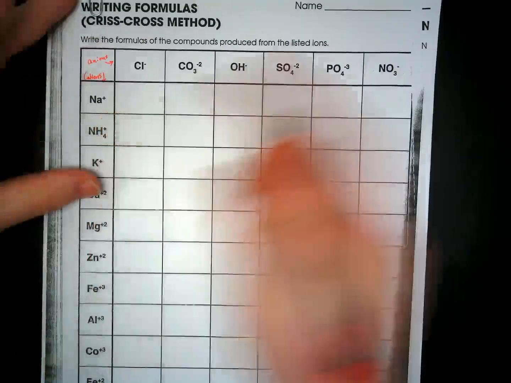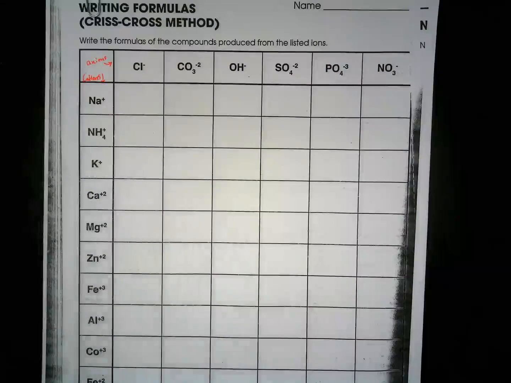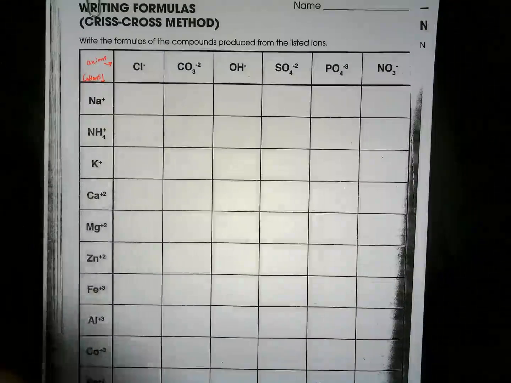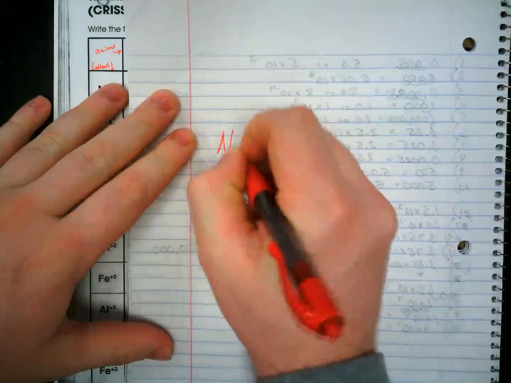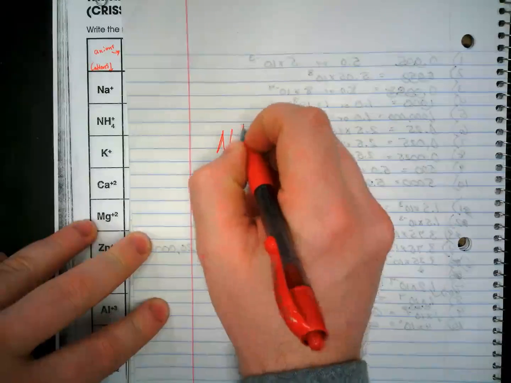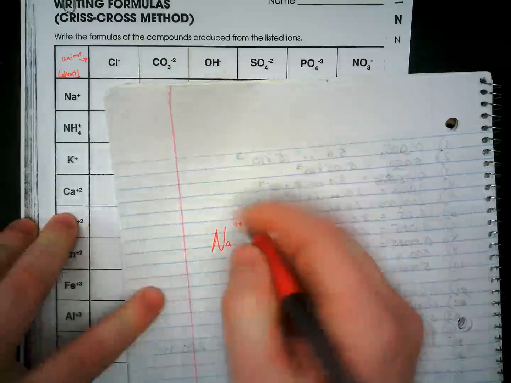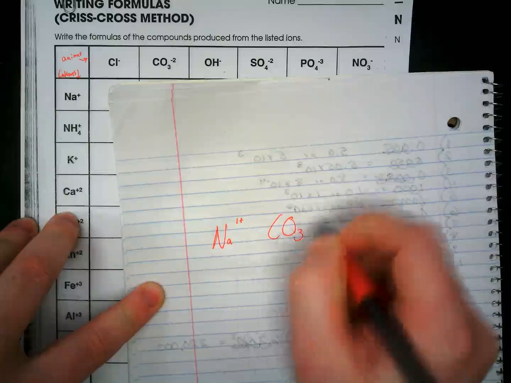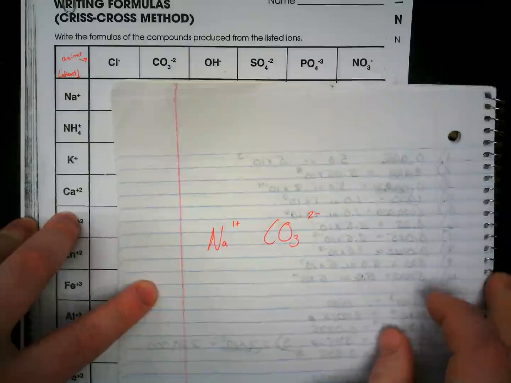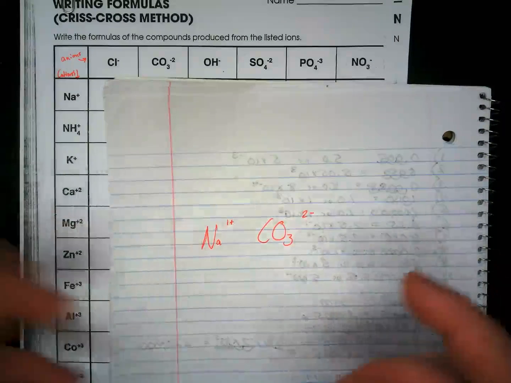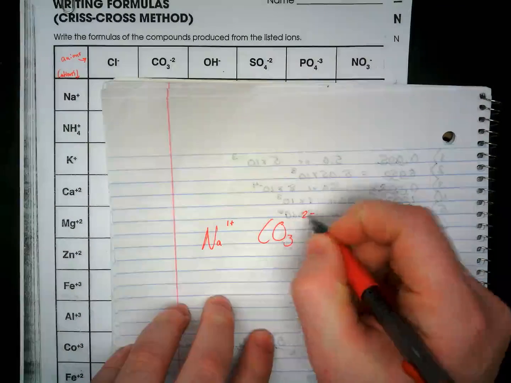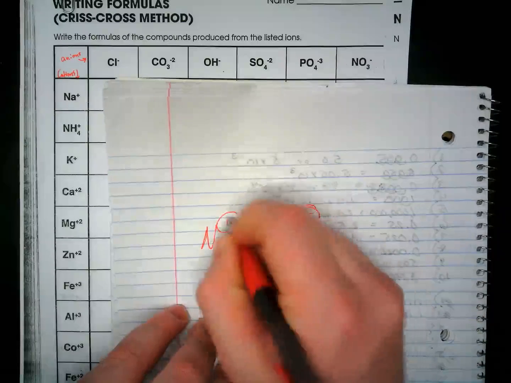Criss-Cross method. Let me get a blank piece of paper. It would look like this. You'd have sodium, which has 1 plus at the top. Bicarbonate here has CO3, 2 negative up top, and you're going to do the same thing but treat this as its own thing. So crisscross here.